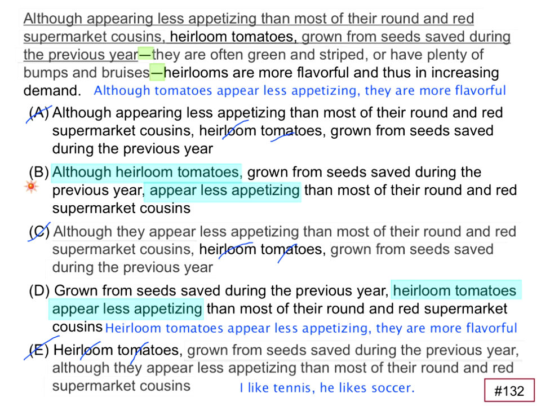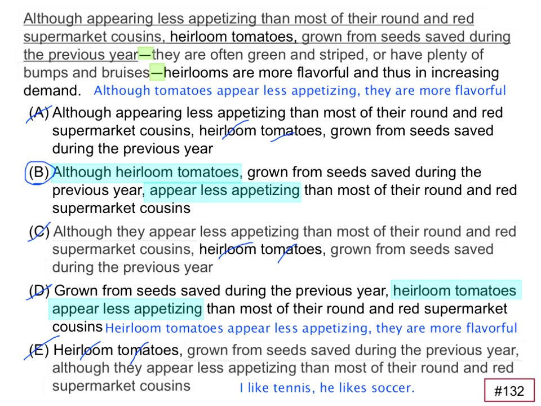Answer choice B, on the other hand, takes this opening thing and makes it a subordinate clause. And so now that's okay. "Although I like tennis, he really likes soccer." That would be okay. So D is also incorrect for giving us a run-on sentence. And the correct answer on this one is B.